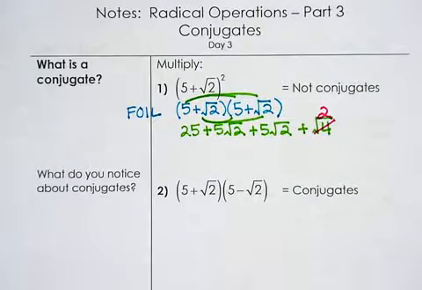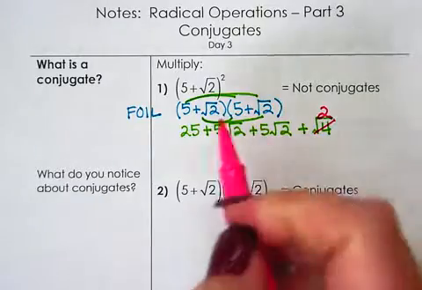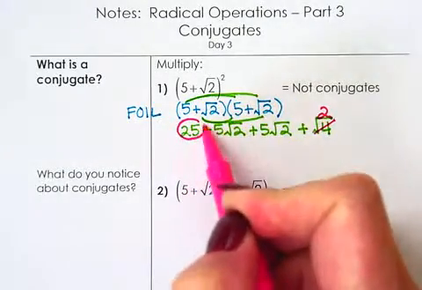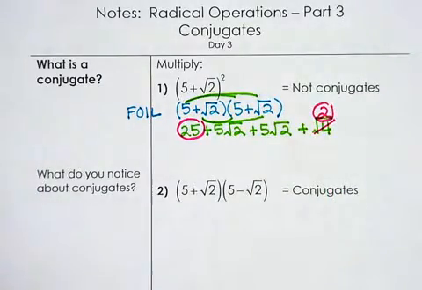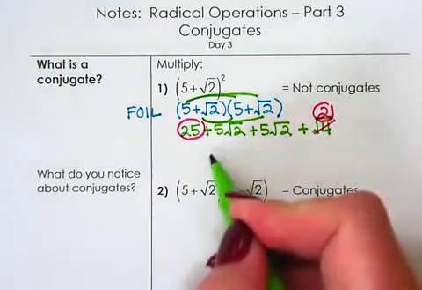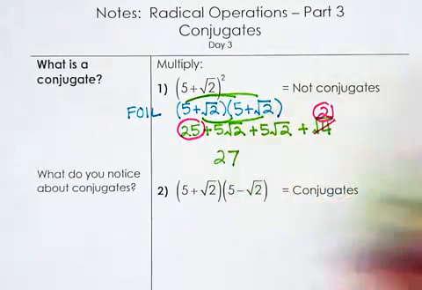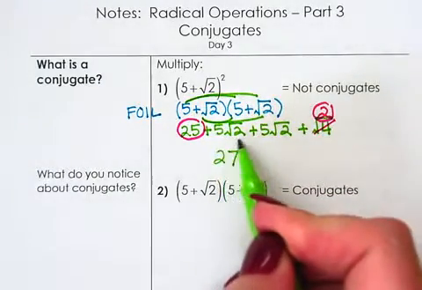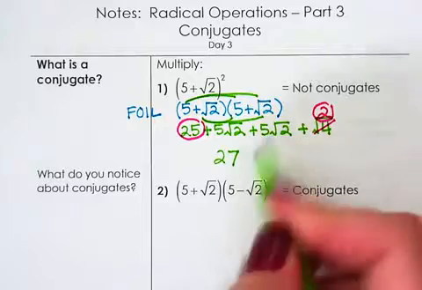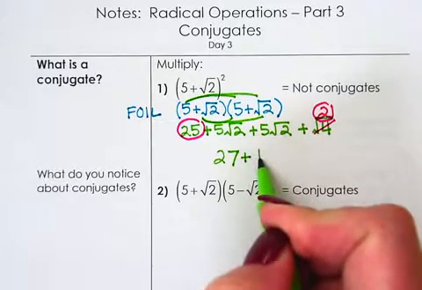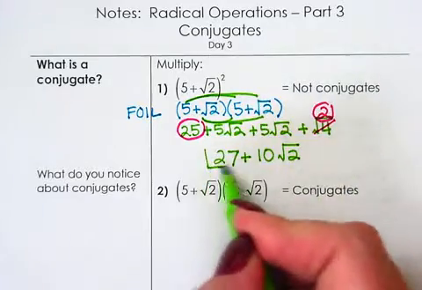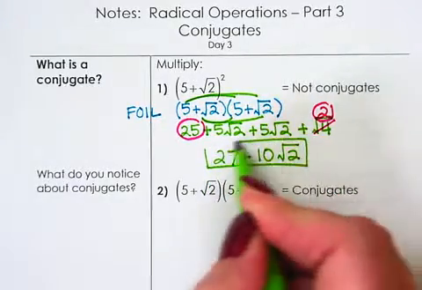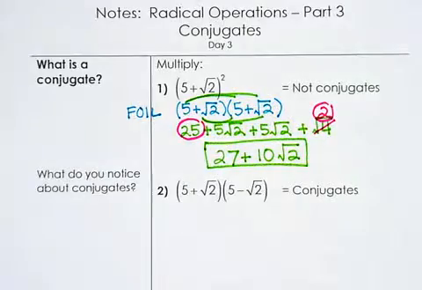Now I want to look for my like terms. I see I have a 25 that I can add to the 2, and that gives me a 27. And then I have the 5 radical 2 plus the other 5 radical 2, and that's going to be 10 radical 2. And that's our final answer for the product of this problem.